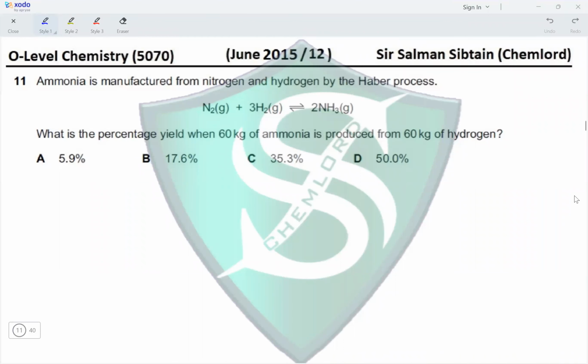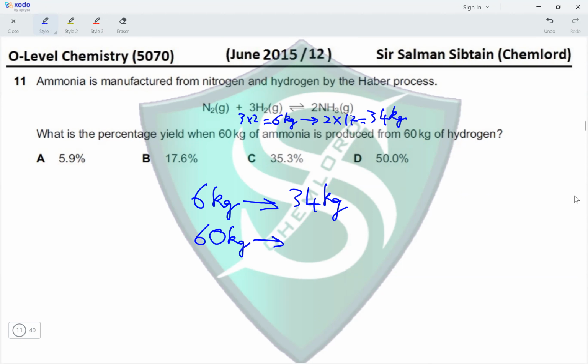So, according to this equation, 3 moles of hydrogen produces 2 moles of ammonia. The mass of 1 mole of hydrogen gas would be 2. So, 3 into 2 would give us 6 kg of hydrogen producing 2 into 17, which is equal to 34 kg of ammonia. So if 6 kg produces 34 kg, then 60 kg should produce 60 upon 6 into 34, which would give us 340 kilograms of ammonia.